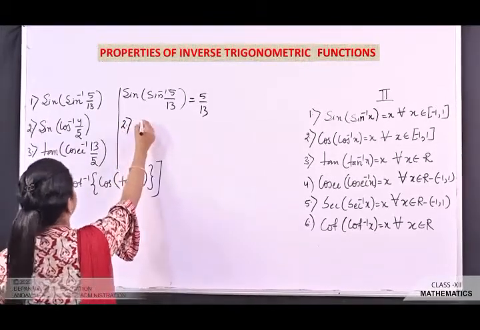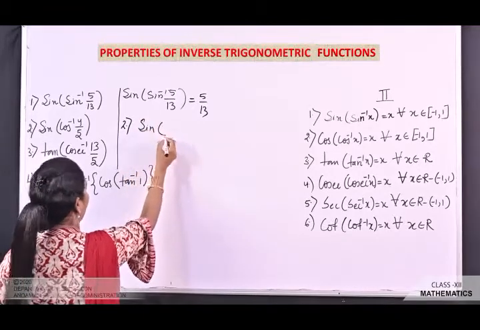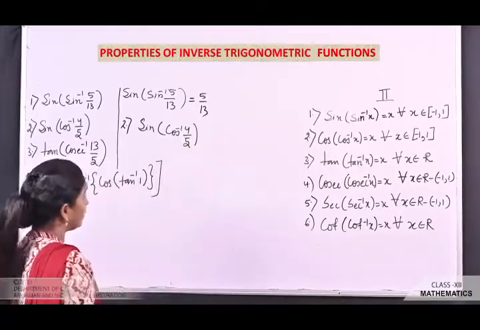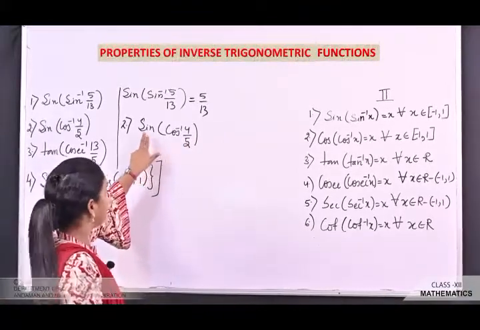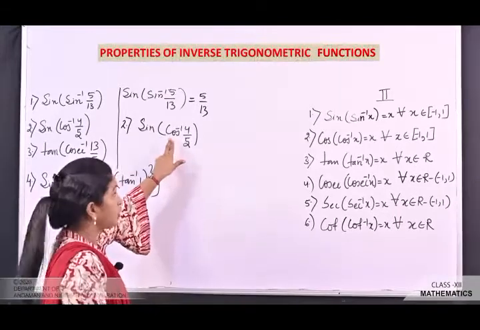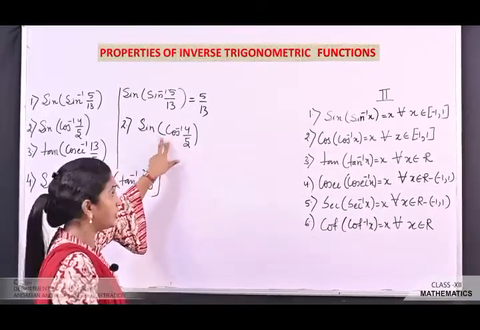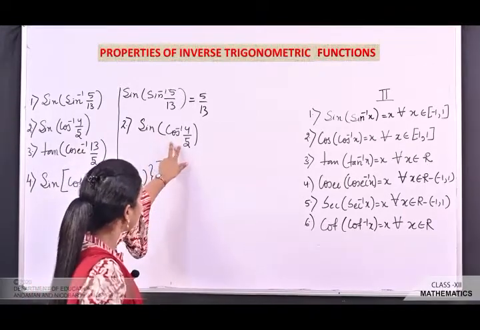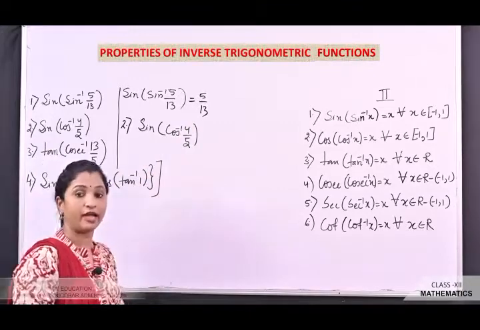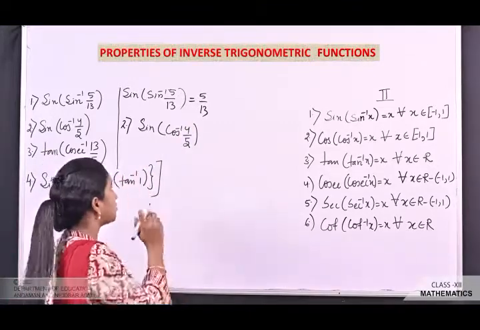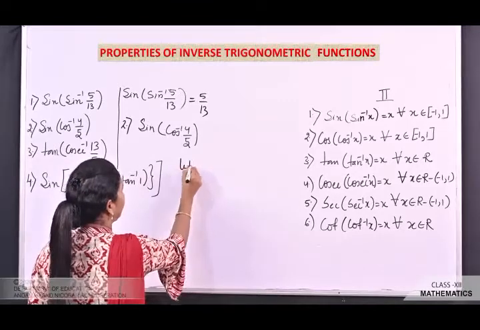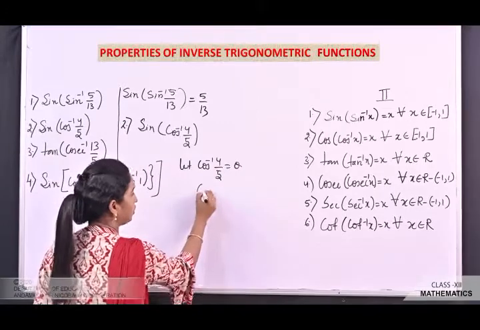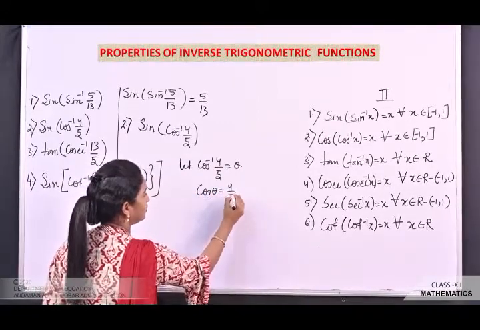Moving on to the second question, sine of cos inverse 4 by 5. Now this is a slightly different question. Here it is sine, here it is cos. You cannot apply the property here because sine of cos inverse x we don't know now. You have not studied that. So you have to convert cos inverse 4 by 5 in terms of sine inverse. How are you going to convert? See here, let me take cos inverse 4 by 5 is equal to theta. So cos theta will be equal to what? 4 by 5.